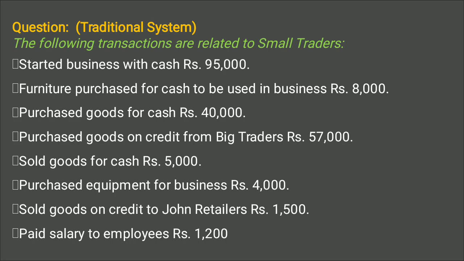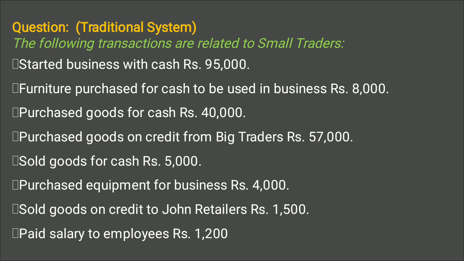Let's discuss the second question. In the second question, furniture purchased for cash to be used in business. It means we have purchased furniture. So again here two things are going to be affected. First is furniture. Furniture will enter into the business and cash is going to reduce in the business. So furniture and cash, these two items are going to be affected in this transaction.